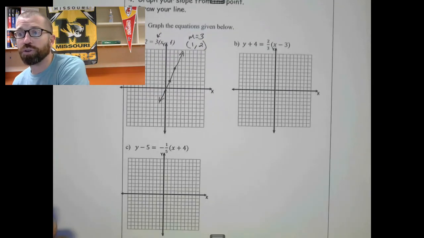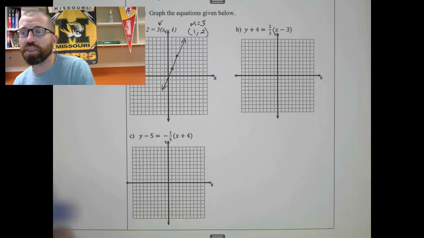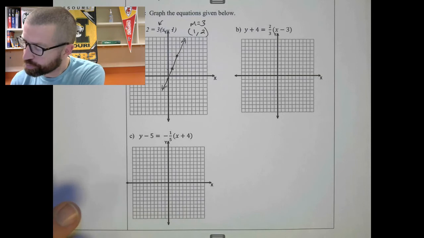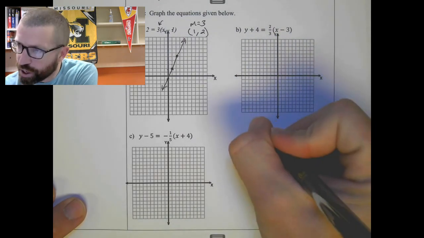Okay, so we're just going to do the next 2 using the point-slope method. So pause the video, try them, and then we'll talk through them. Okay, so your slope, I'm going to write it down here.